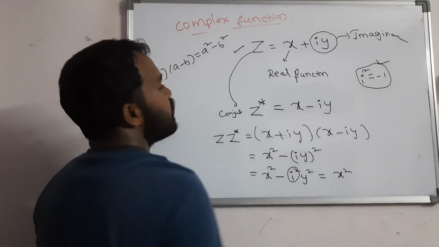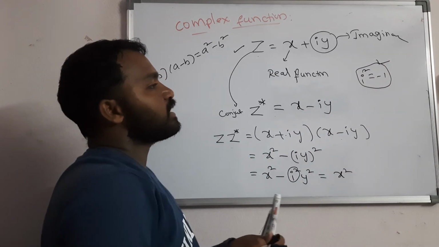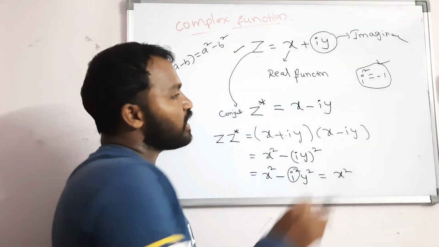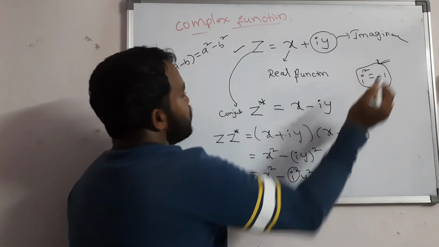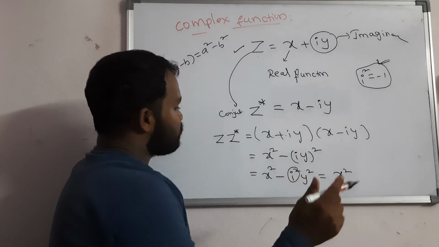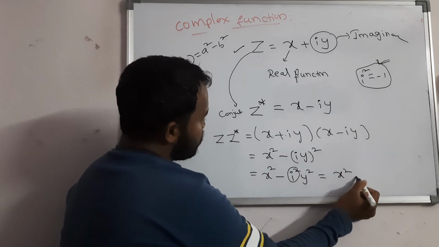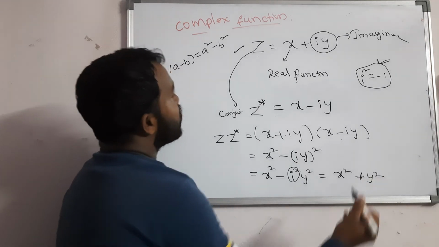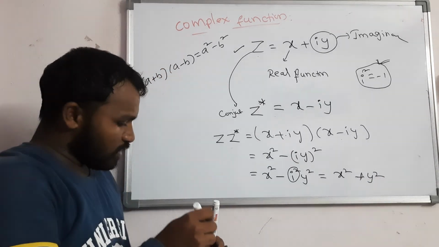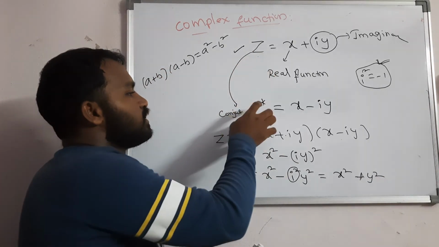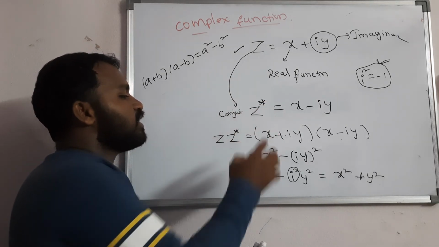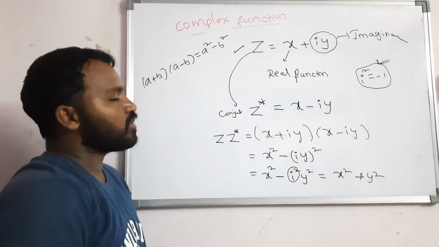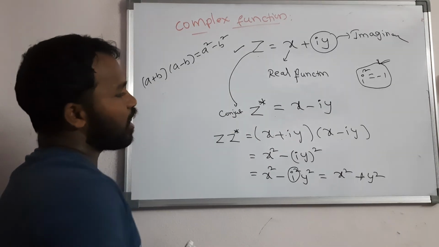This we will use in the operators like position and momentum operator. We will see this momentum operator, i square value is minus 1. So this you will get, minus into minus plus y square. So this is the complex function for z. Z is conjugated complex z star. Z into z star we will get x square plus y square. And this is about the complex function.